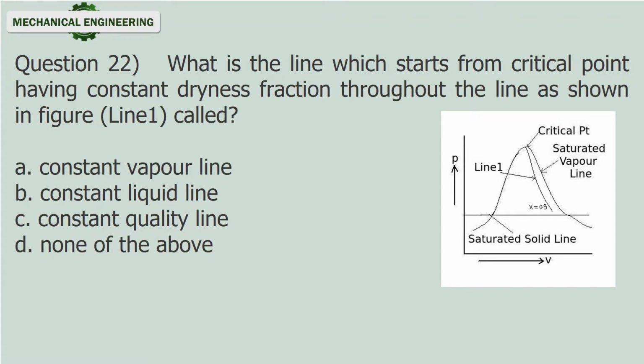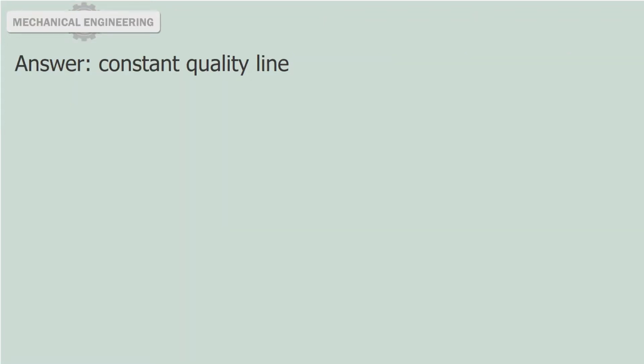Question 22. What is the line which starts from critical point having constant dryness fraction throughout the line, as shown in figure line 1, called? A. Constant vapor line. B. Constant liquid line. C. Constant quality line. D. None of the above. Answer: constant quality line.